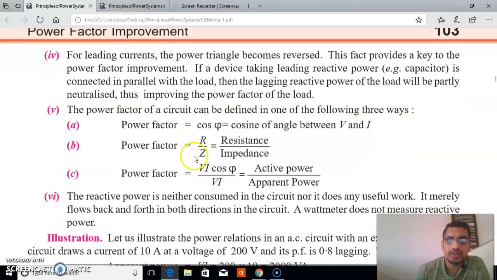The next equation, power factor cos phi: we discussed it is the cosine of the angle between V and I. Second, power factor is equal to active power by apparent power, or VI cos phi by VI. Third, power factor is equal to R by Z, resistance by impedance.